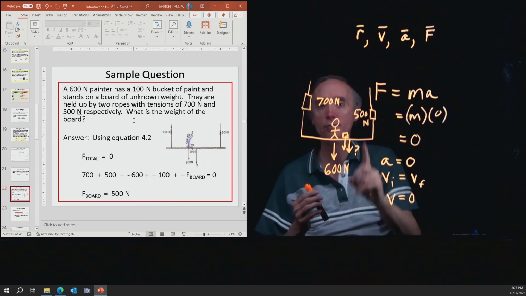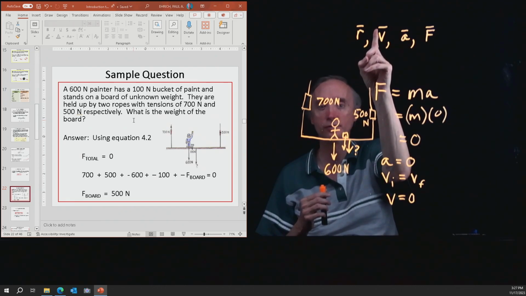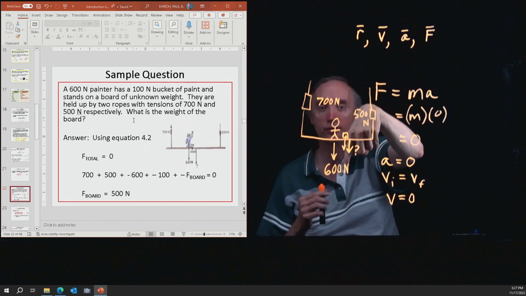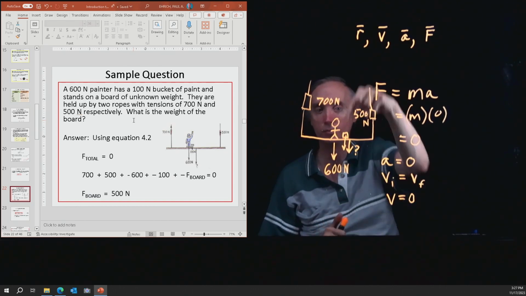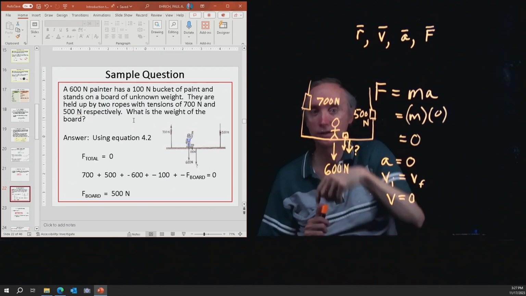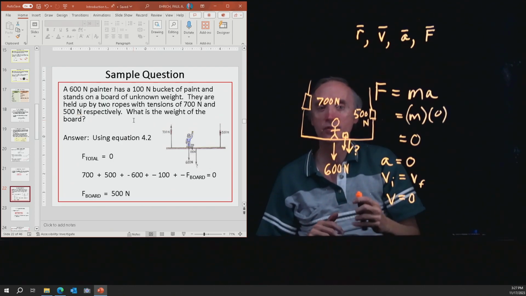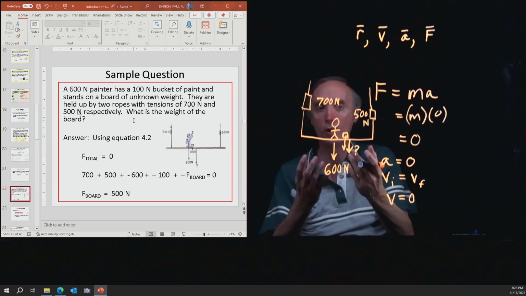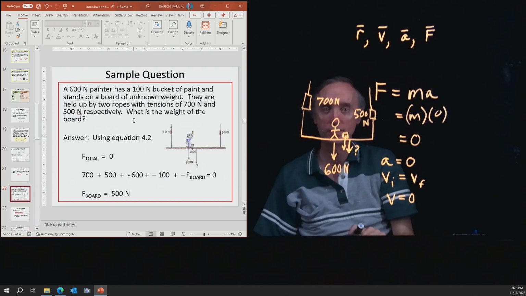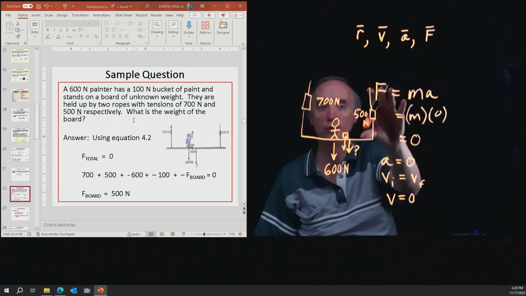And remember, up is positive and down is negative. So we're going to have 700 plus 500 minus 600 minus 100, and then minus the force on the board, because the board is pulling down. That's going to equal 0. So we're going to solve that equation for the force on the board, and it turns out to be 500 newtons. So that's going to be the weight of the board itself. So this would be an example of how you would use equilibrium.